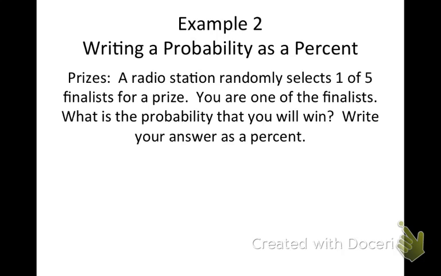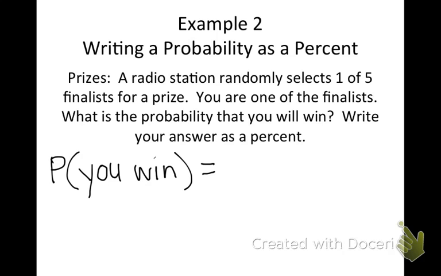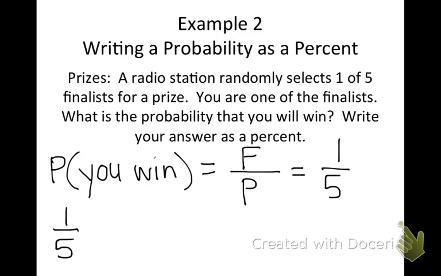We're looking for the probability that you will win. So remember, we need to take our favorable outcomes over our possible outcomes. There are 5 possible outcomes because there are 5 finalists. 1 outcome is favorable because there's only one of you. So we've written our probability as a fraction, 1 over 5.